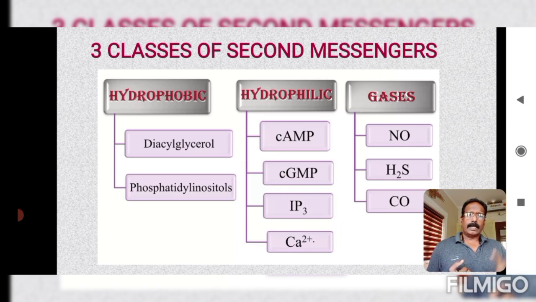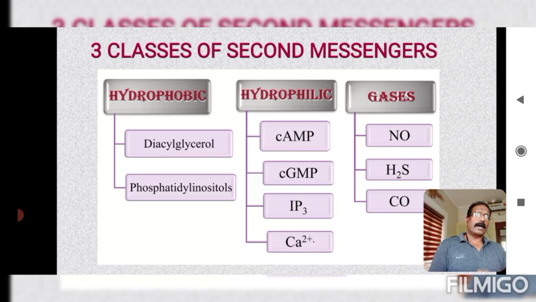Then hydrophilic second messengers are cyclic AMP, a very important one, cyclic GMP, inositol triphosphate, IP3, which actually is derived from one of the hydrophobic messengers, namely phosphatidyl inositol. So IP3 is derived from phosphatidyl inositol. Then calcium ions are also included under hydrophilic second messengers. Now, the gases inside the cell which act as second messengers include nitric oxide, hydrogen sulfide, carbon monoxide.